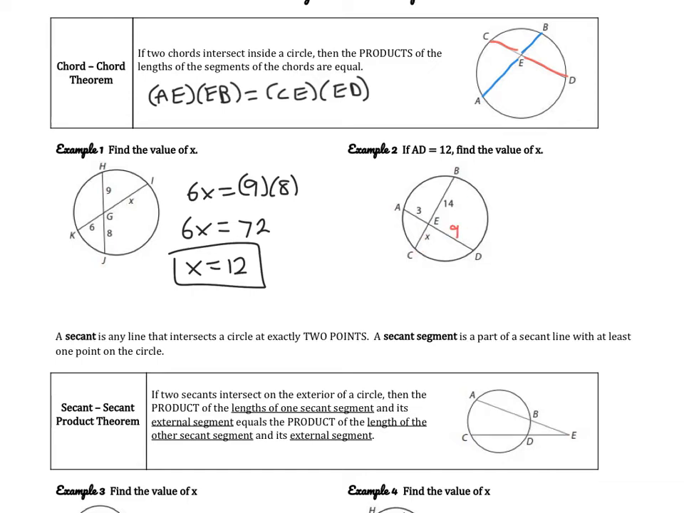But now we can use the chord theorem, and we can say 3 times 9 equals 14 times x. So 27 equals 14x. So x equals 27 over 14.